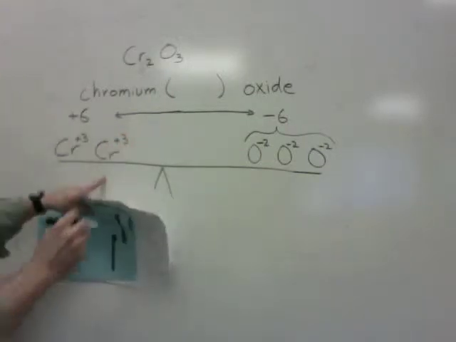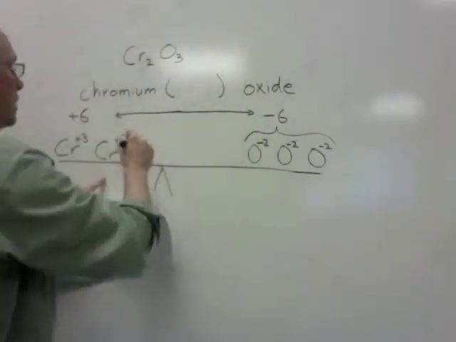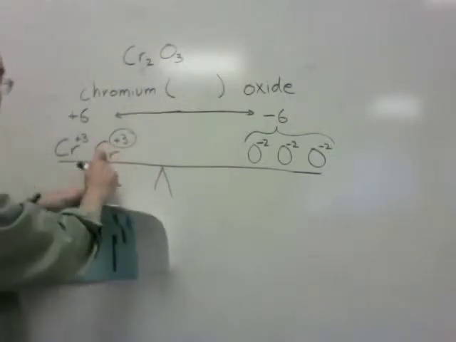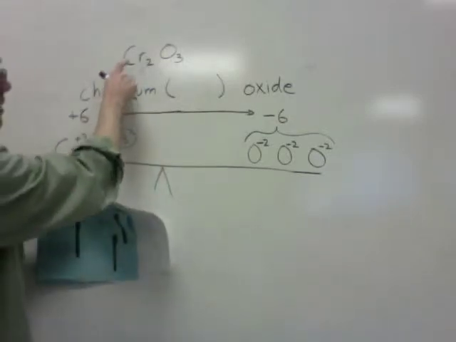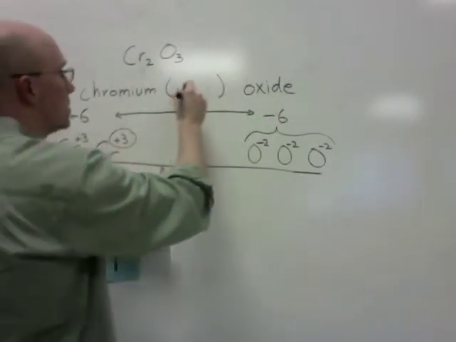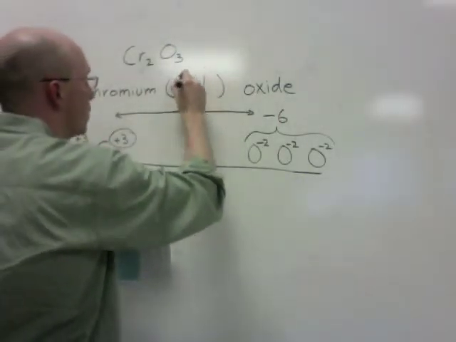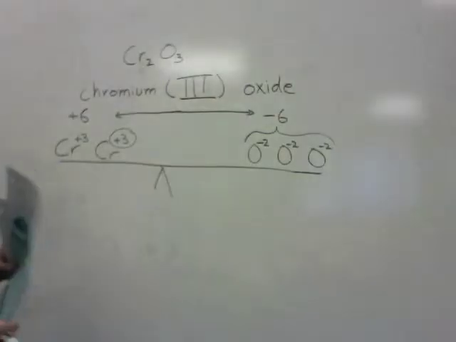Okay, and so what would be the Roman numeral here? It's whatever the charge is on that ion. So that's +3. So you needed to have a Roman numeral 3 there.